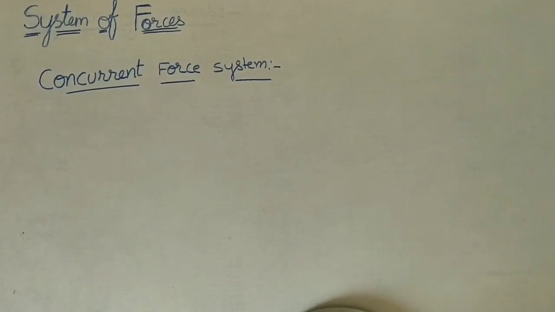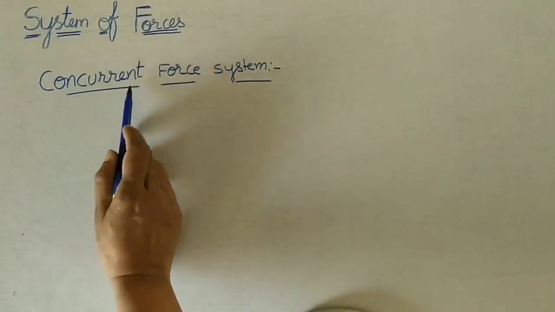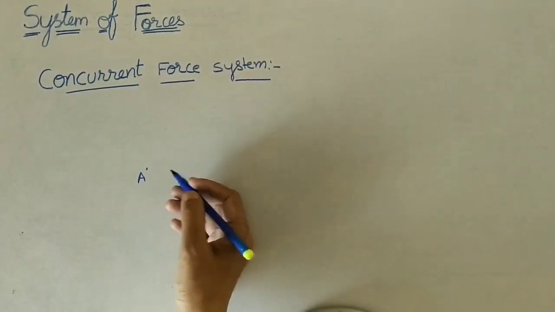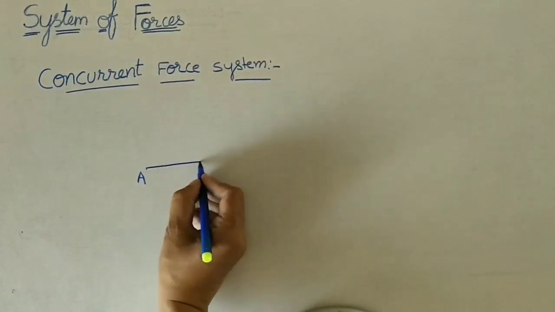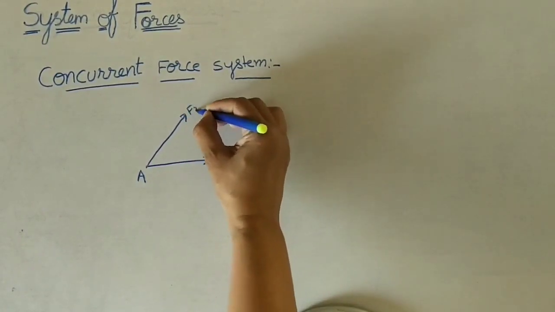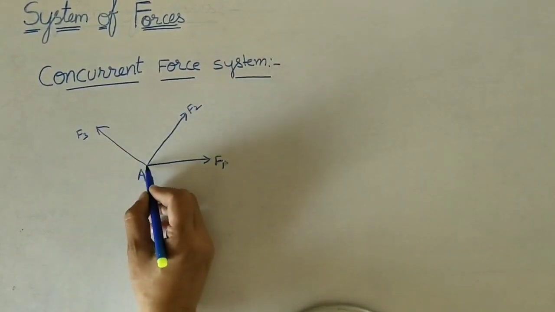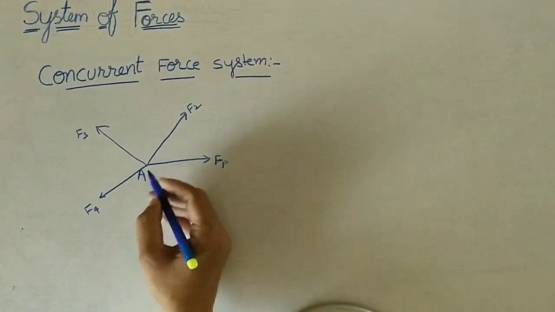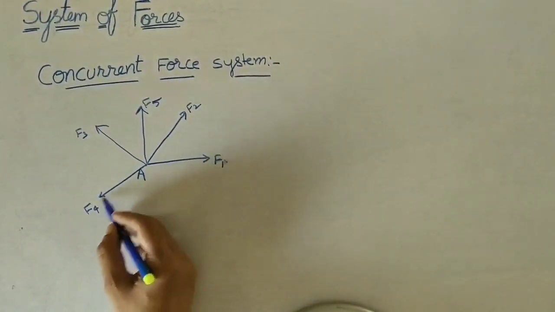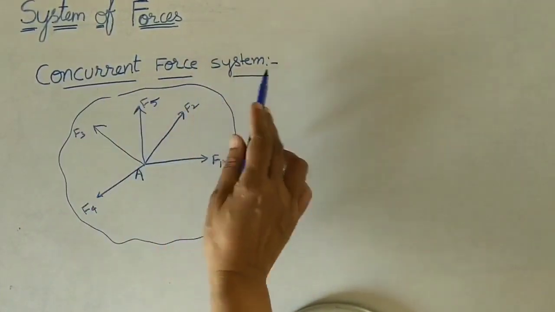Okay, let us discuss the concurrent force system. In this system, whatever forces are acting, those are concurrent forces, meaning all forces are acting at a single point. That point's name can be B, C, D, any alphabet. Now here for example I am taking concurrent forces F1, F2, F3 from any direction to any direction like this. All lines of action of the forces should be meeting at the same point. This system is called the concurrent force system.